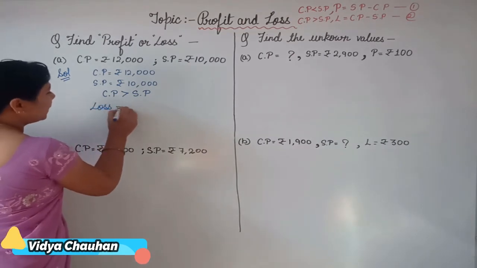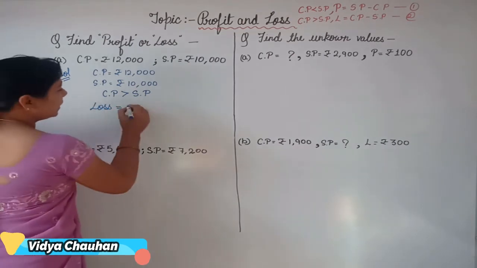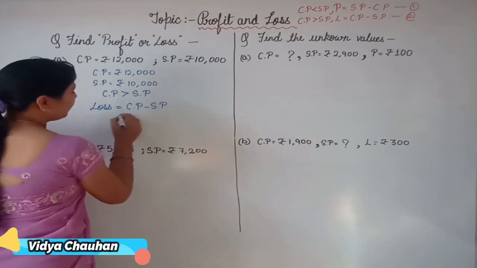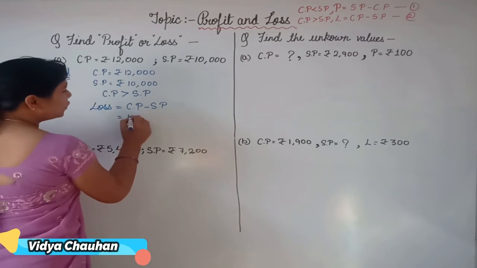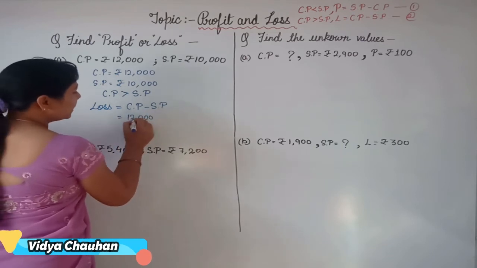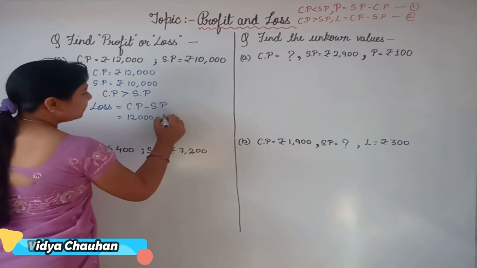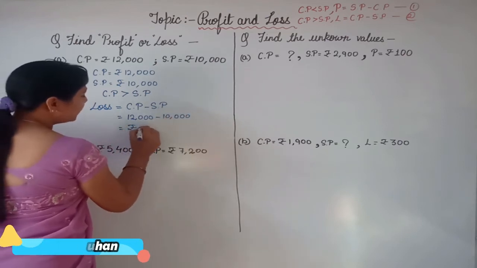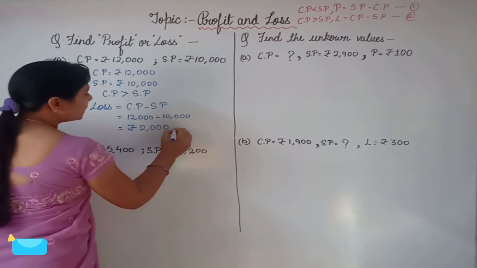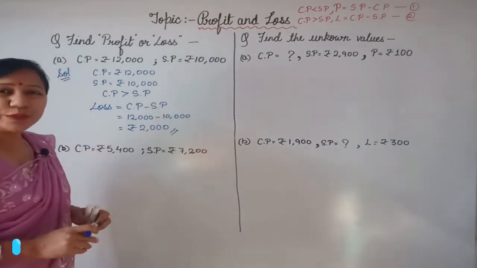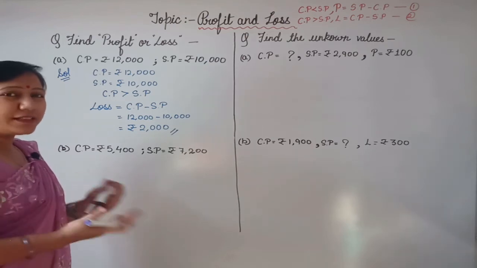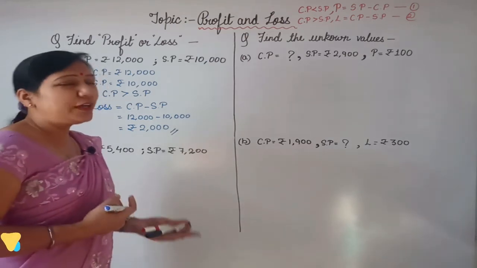So let's find the value of loss. Loss is equal to CP minus SP. What is the value of CP? 12,000 rupees, 12,000 minus 10,000 rupees. So what is the loss amount? The loss is rupees 2,000. So this is how you can identify whether in a transaction we got a profit or loss.